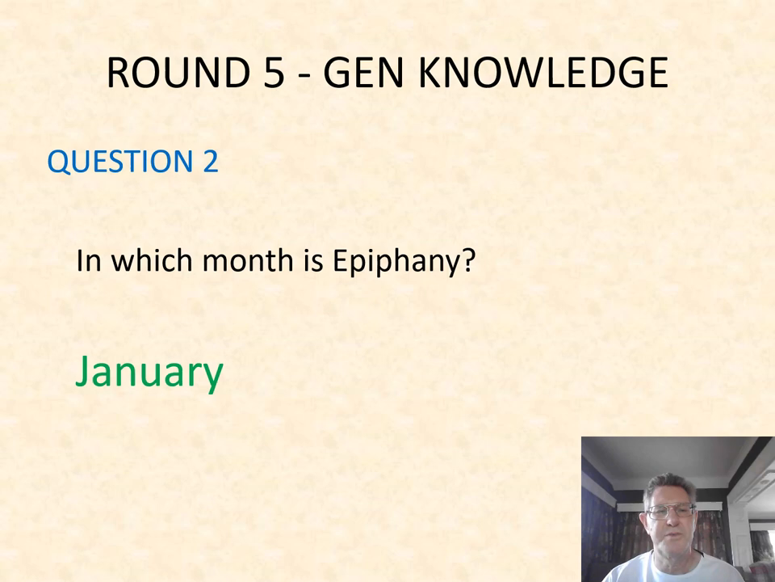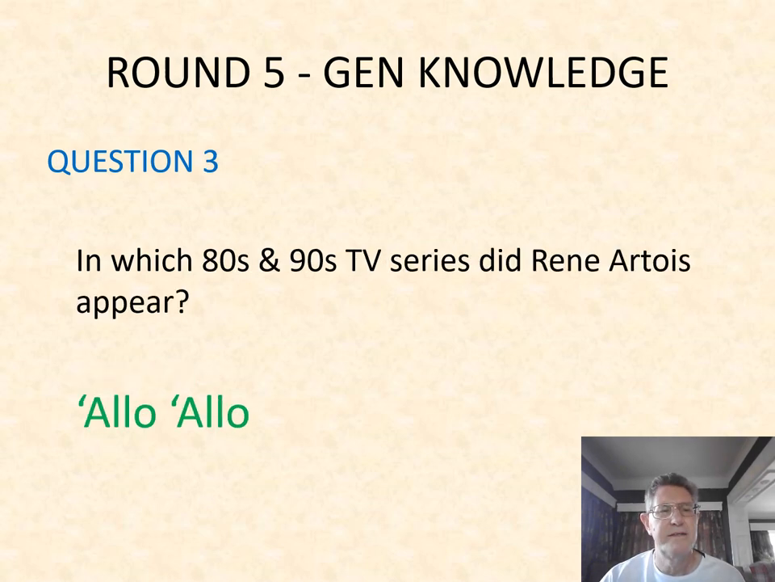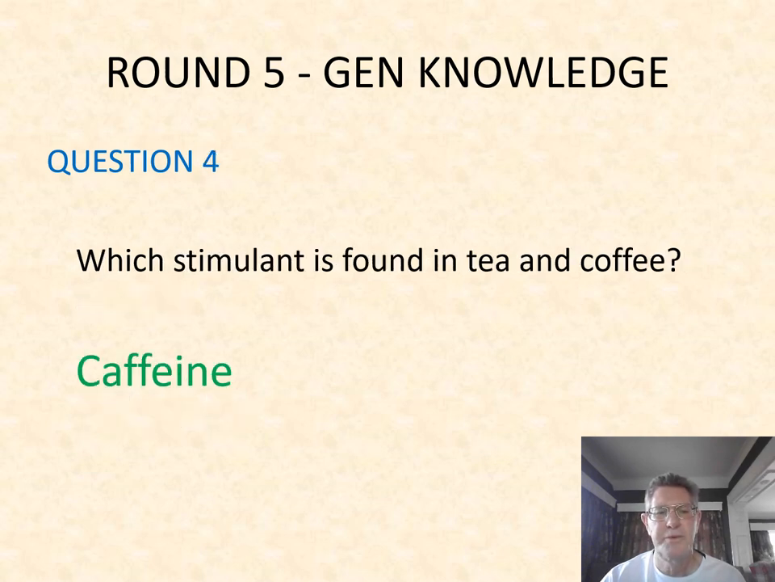Number two, in which month is Epiphany? It is January. It's not long after Christmas. Number three, in which 80s and 90s TV series did René Auteuil appear? It was Allo Allo. Number four, which stimulant is found in tea and coffee? The stimulant is caffeine.